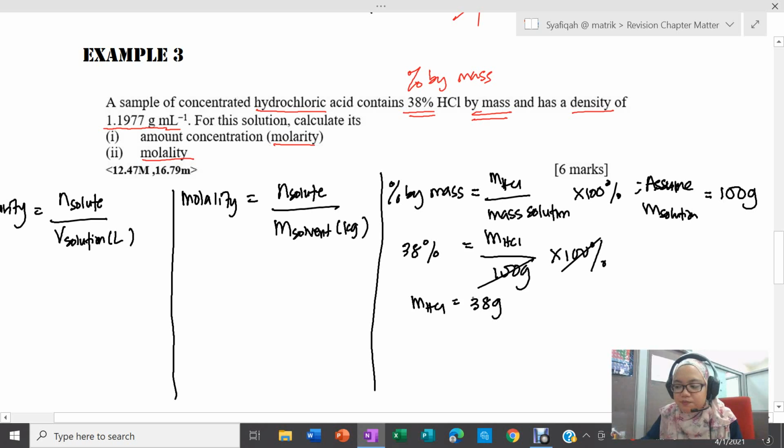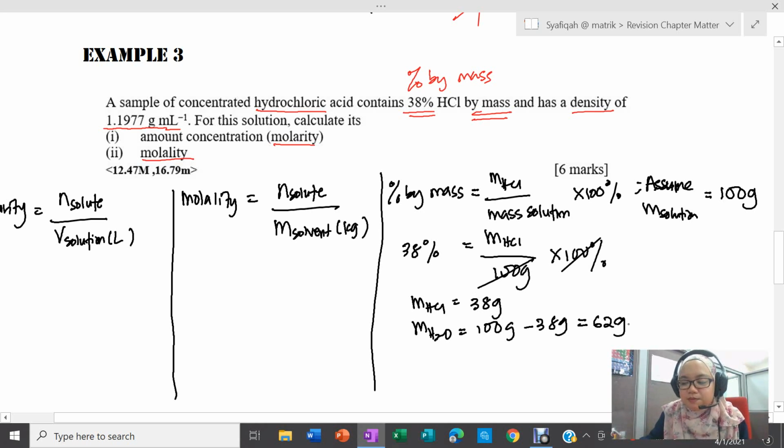gram. Okay. So, tadi awak dapat mass solution 100 gram. So, boleh tak cari mass water kat sini? Boleh. 100 tolak dengan 38 gram. We will get mass of water 62 gram. Okay.